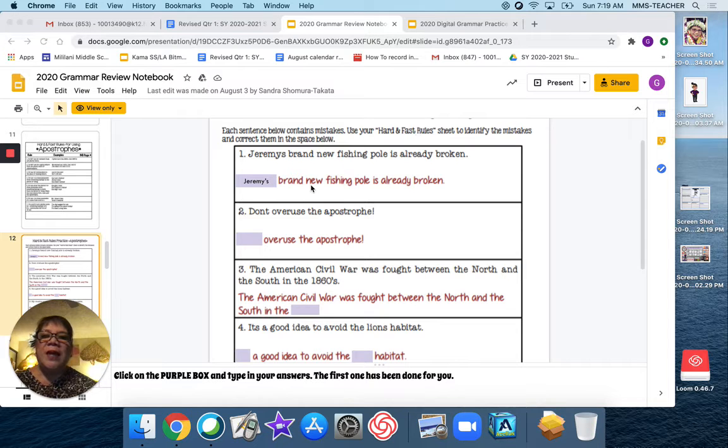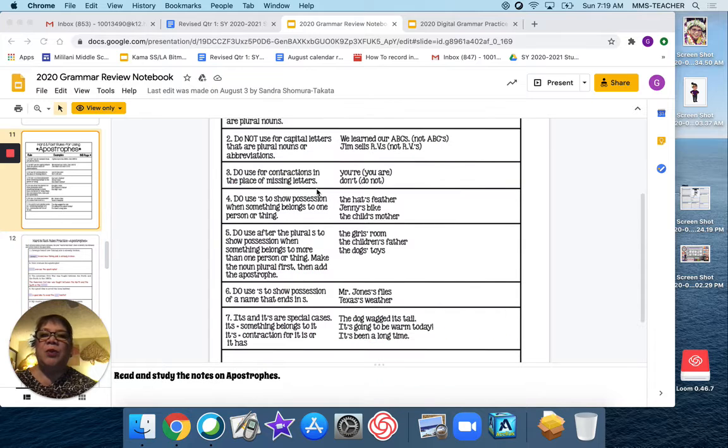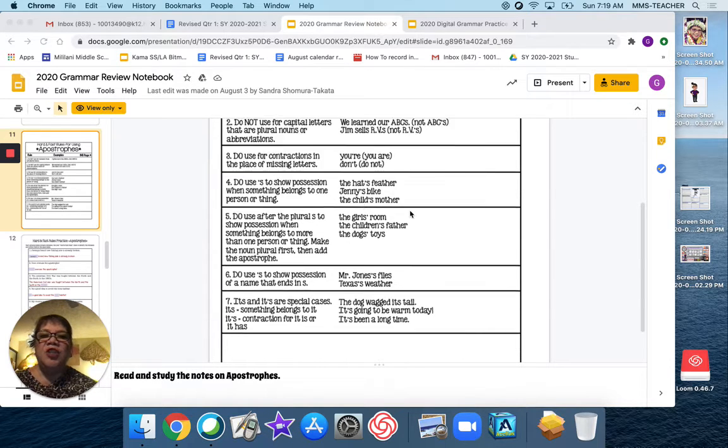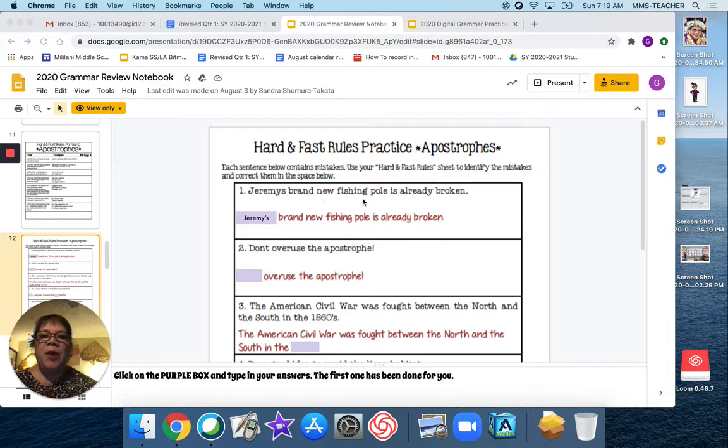Okay, and the reason why I selected to write Jeremy's, apostrophe S, is if I look back at the rules, I think this pertains to rule number 4, where it says, do use apostrophe S to show possession when something belongs to one person or thing. So it's showing that the brand new fishing pole belongs to Jeremy. That's why it's Jeremy apostrophe S.